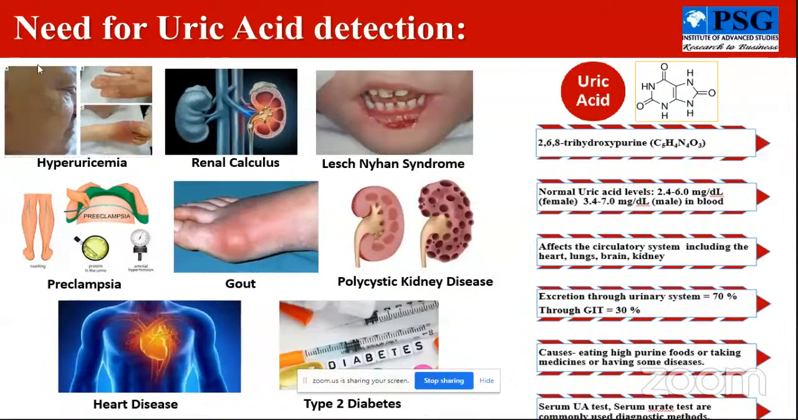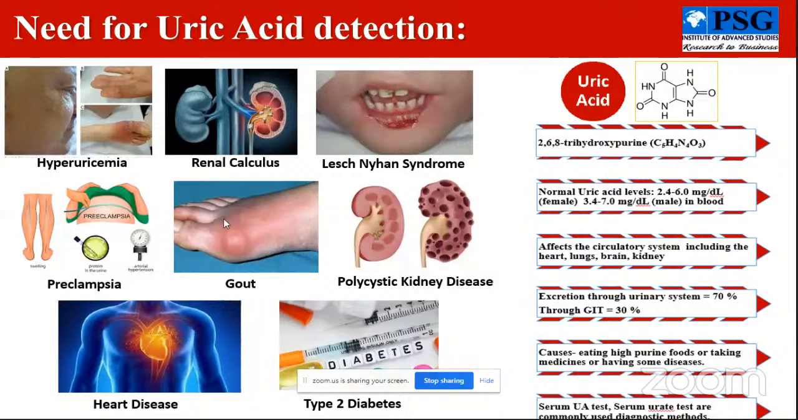The next one is Lesch-Nyhan syndrome, a condition characterized by neurological as well as behavioral abnormalities due to the overproduction of uric acid in the body. Next is preeclampsia, a pregnancy disorder characterized by high uric acid concentration and high blood pressure. A high level of uric acid can also lead to the deposition of needle-like crystals of uric acid, especially in the joints, which causes redness, pain and tenderness in these joints, and this condition is called gout.